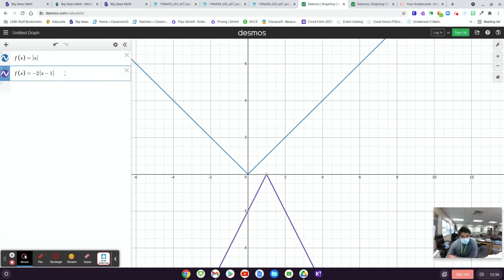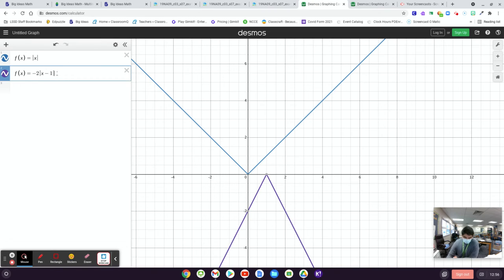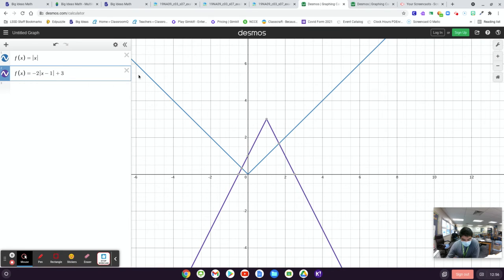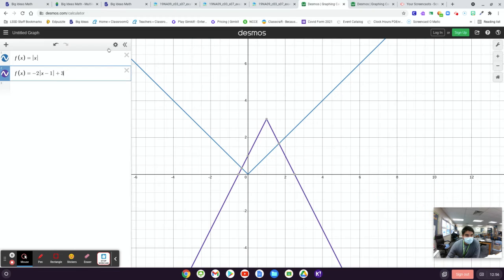And now our final step is to add 3. So what is adding 3 going to do to this function? Well, it's going to shift our function up 3 units. It's going to translate our function up 3 units. So that is how you apply these different transformations to the original function to be able to get this graph.